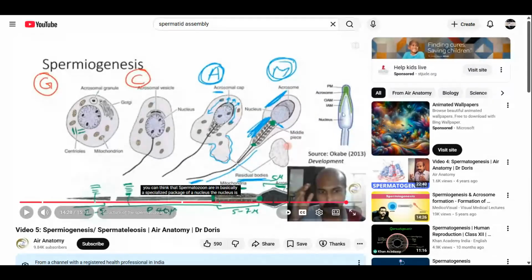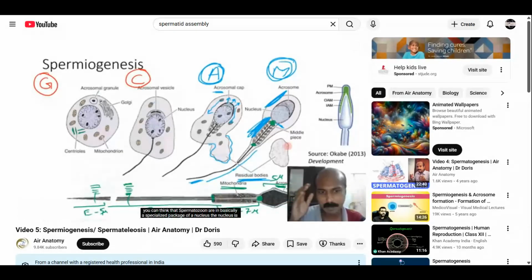That is exactly what this is for. The acrosome here, the acrosome here. That's exactly what that is for, to dissolve the cell wall of the egg. But here's the thing though.